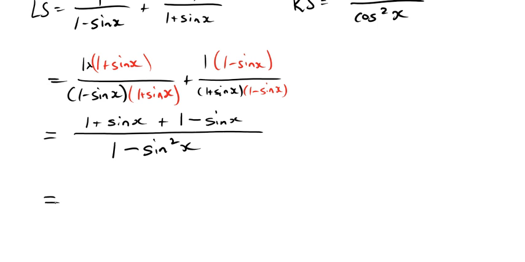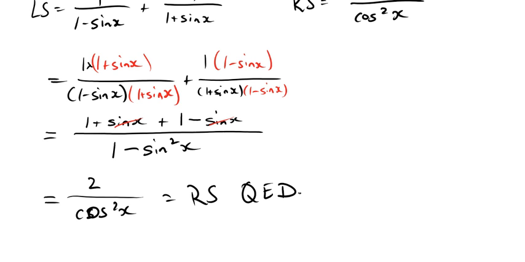What do we get on top? 1 plus 1 is 2. Yep, there's our 2. Sine x minus sine x. 0. Gone. Over. What is 1 minus sine squared x? That's a rearrangement of? Yeah, good. Of that Pythagorean identity. Cos squared x, which equals the right side. And we are done.